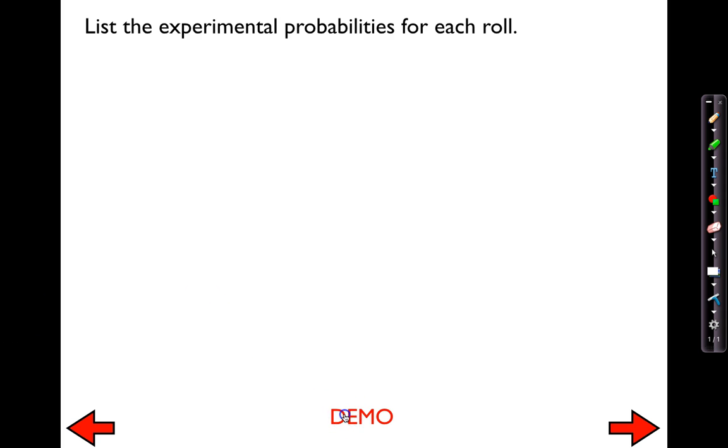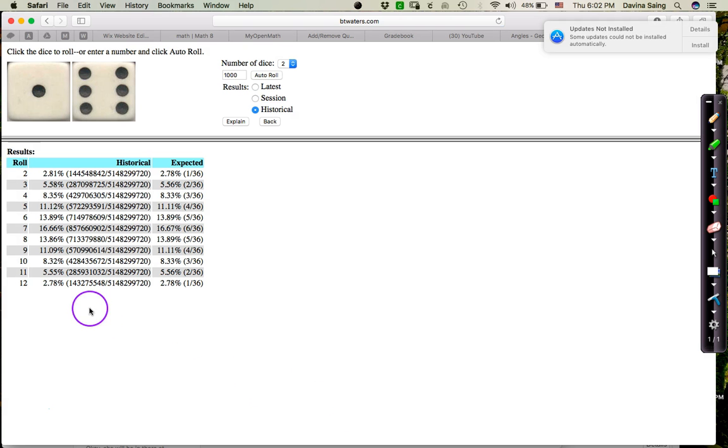So here, I'm going to go ahead and give you a quick demo. You can see these two dice have been rolled plenty of times, this many times. You're going to see, on average, a 2 was rolled close to 3% of the time. A 3 was rolled about 6% of the time. A 4 was rolled about 8%. A 5 about 11%. A 6 about 14%. A 7 about 17%. An 8 about 14%, and so on.